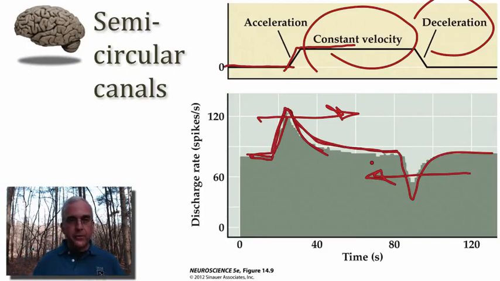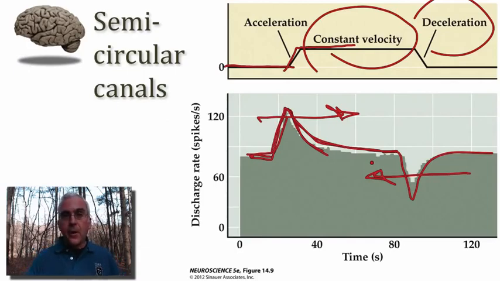I would encourage you to think through this again on your own. If you don't quite understand why the otoliths would give rise to a sustained response whereas the semicircular canals give a phasic response, you might want to go back and think through this again to make sure that makes sense to you. It basically is explained by the biomechanics of sensory transduction.